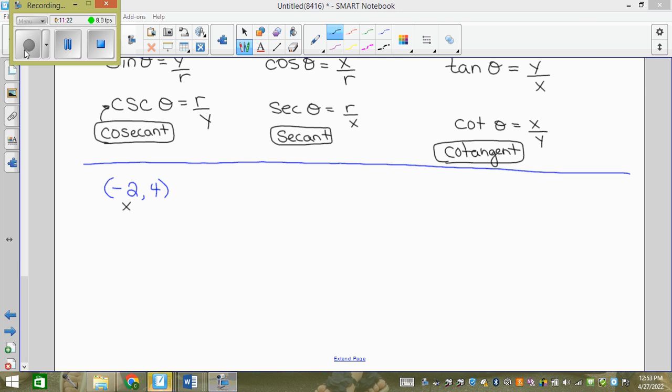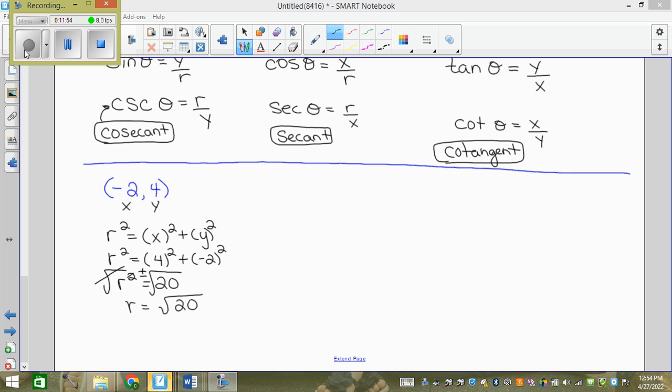Okay, we have x and y. We need r squared equals x squared plus y squared. So r squared equals 4 squared plus -2 squared. r squared equals 16 plus 4, which is 20. Then I take the square root. And what is the radius always? Positive, yes. So we have a positive root 20. X and Y would give you a quadrant, because x and y can be positive or negative, but your radius is always positive.